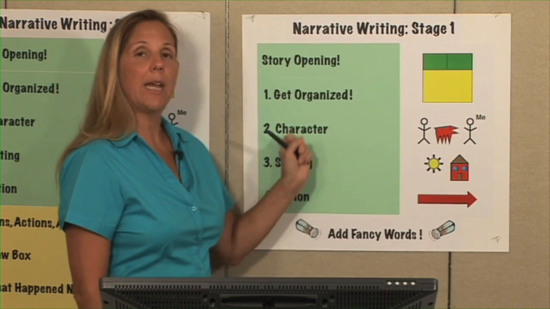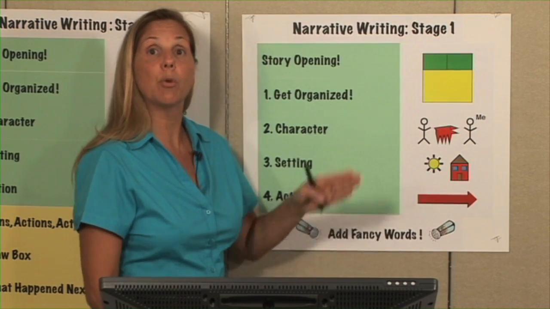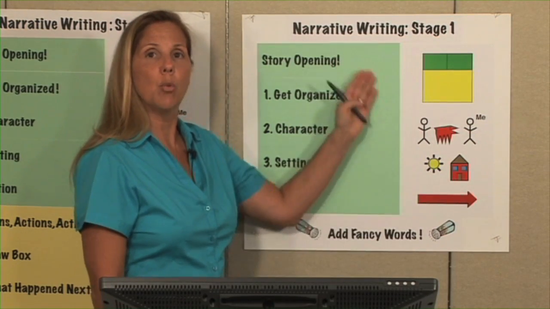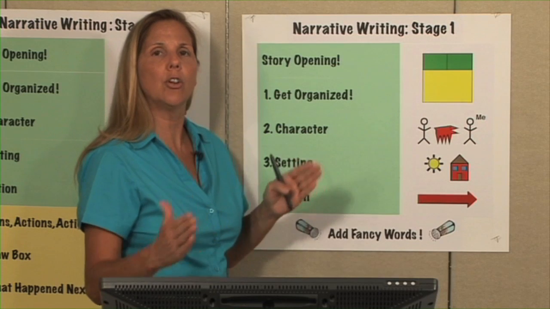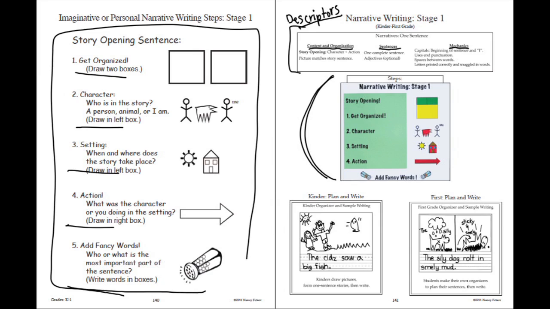Notice the story opening. I have color-coded green because when we learn other parts of a story, we're going to have other colors. So you want to make sure that you have the color coding for the different parts of the story. Also on page 141, you're going to see a kinder and a first grade plan, which is just right here on this page for the kinder and right here for the first grade, and then their writing.